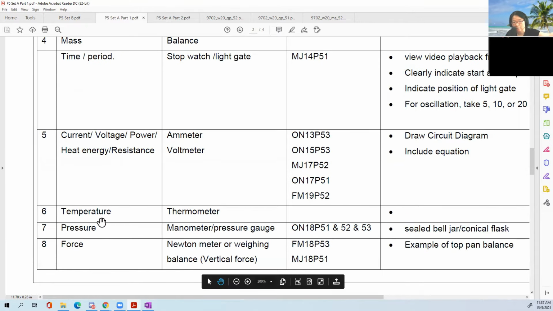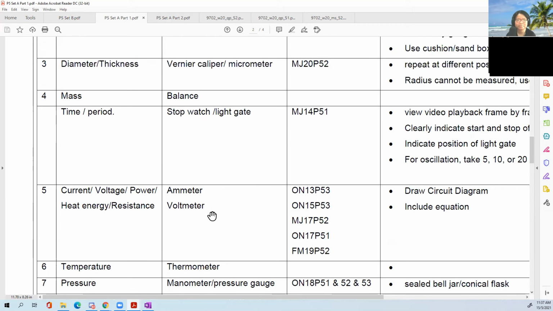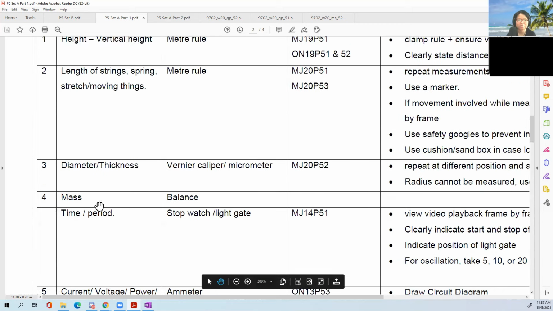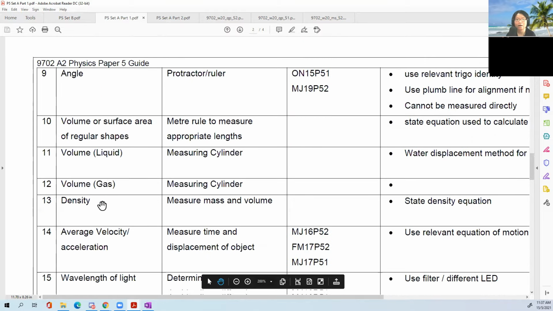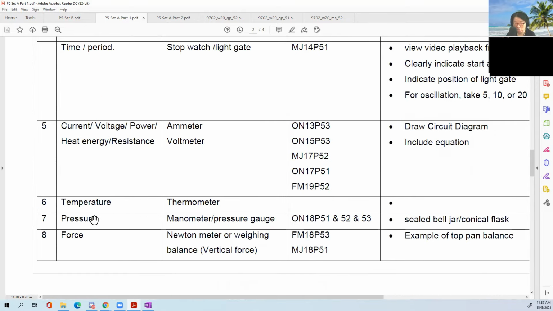Force, you use a Newton meter. Pressure, you use a manometer. When this one came out, everyone lost their mind because no one expected pressure in winter 18. Go check out the question. But the rest, this one all is the standard stuff. The special ones are pressure, and force, and sometimes you have different types of force. So go and check the May June 18 paper 51. Sometimes we use a top pan balance to measure the force. For example, the force on the magnet and the wire, your current balance. Okay.